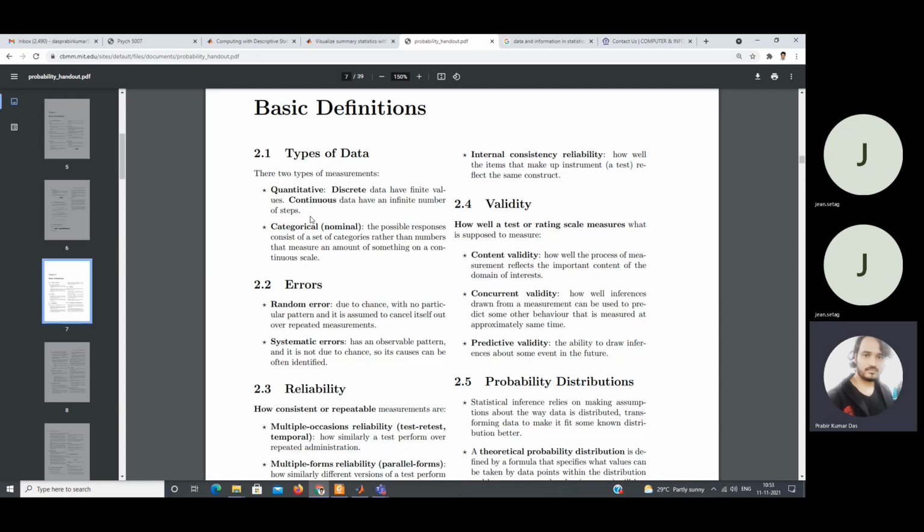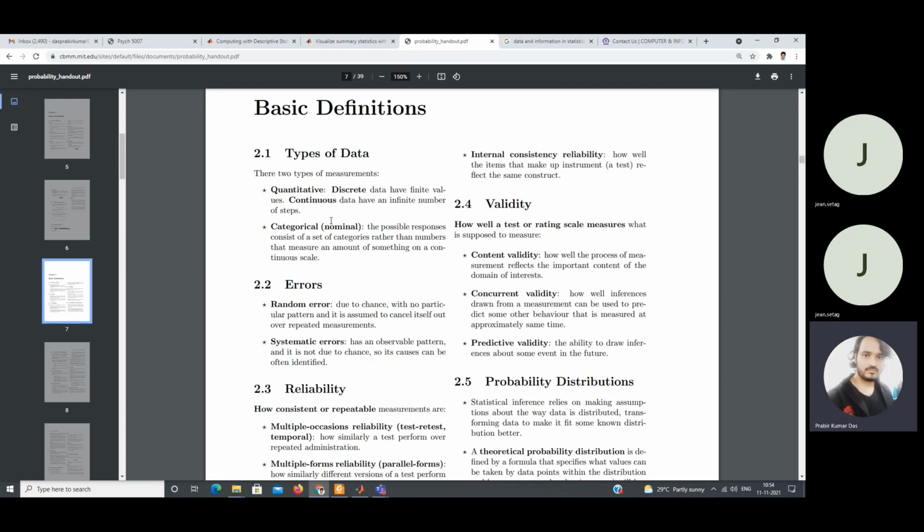There are two types of measurement or two types of data. One is quantitative, one is categorical or nominal. So what do you mean by quantitative data? Quantitative data means numbers. That number may be continuous and that number may be discrete. Discrete data means, suppose, per day the amount of glucose consumption for a patient, or the amount of any carbohydrate consumption for a patient. So you get data for 10 days. This is discrete data.